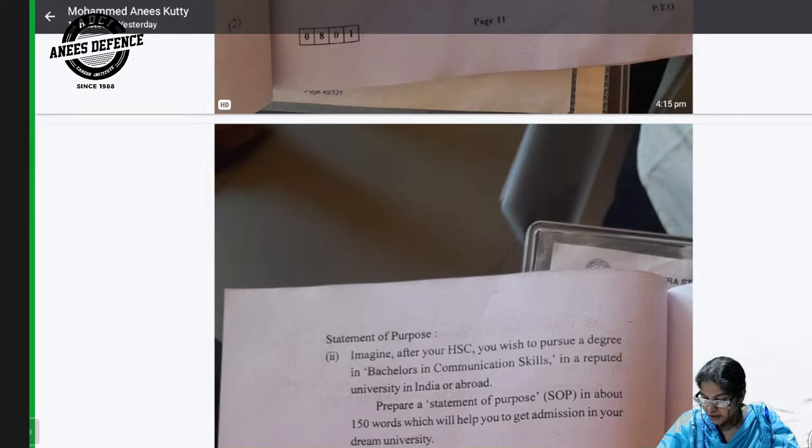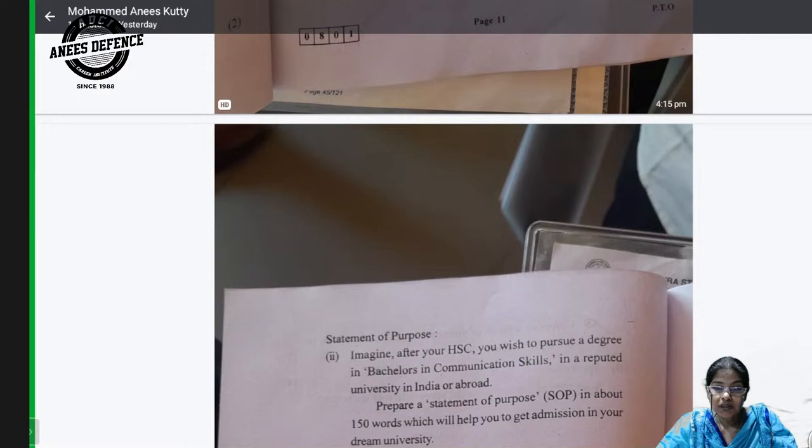All right. So the solution to this would be you start with your name, address. You can put your contact details. Then you come to the date. And you would address it to the admission office of the university that you are applying to. Suppose, we're in Pune. Let's take you're applying to Symbiosis and you want a bachelor's degree in communication skills. So you're applying to Symbiosis College. You can put the address, PIN code, etc.